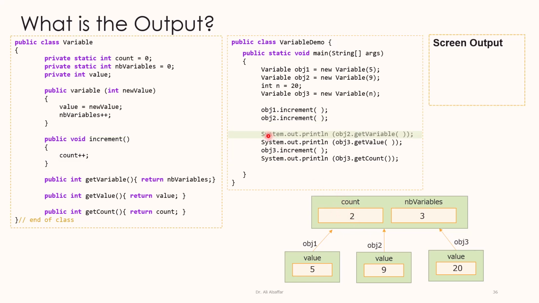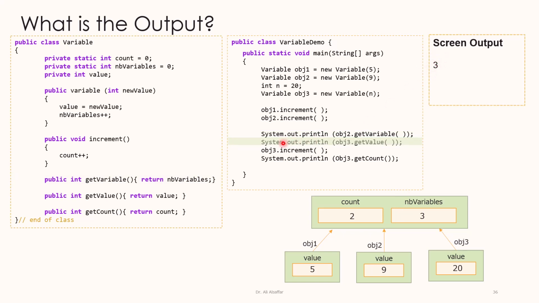The next statement is a print statement, but we have a call to get variable for object 2. So we are again talking about object 2. So this is the definition for the method get variable. It returns the value of NB variables. And since the current value of NB variables is 3, this method will return 3 to the print statement, and the print statement will print it on the screen.